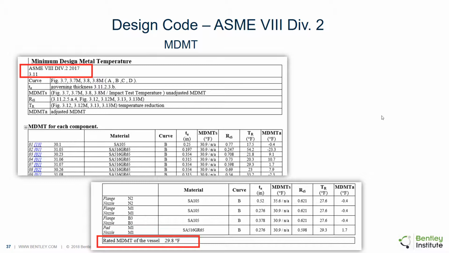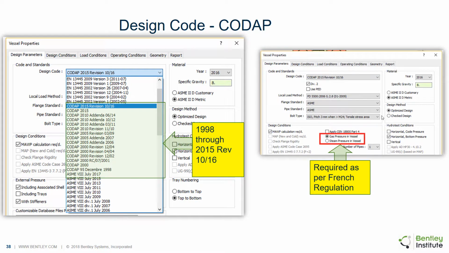The rated MDMT is evaluated at the end of the calculations. Let's look at the French code CODAP. The versions of CODAP maintained are from 1998 through 2015 revision 10/16.